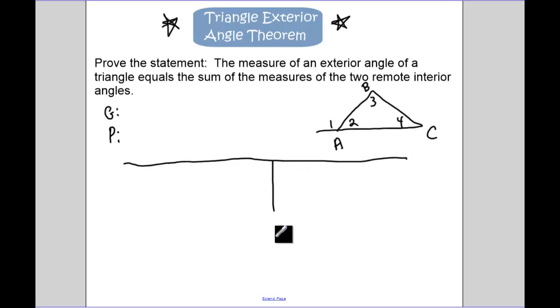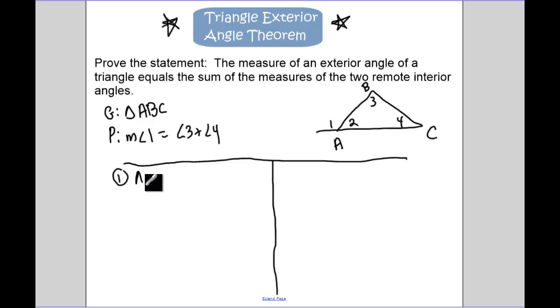Now, two-column proof. It's going to look a lot like algebra, but we are given the measure of the exterior angle. I'm trying to prove the measure of the exterior angle. So the measure of angle 1 is equal to the sum of the measures of the two remote interior angles. So that equals angle 3 plus angle 4. What am I given? I'm given triangle ABC.